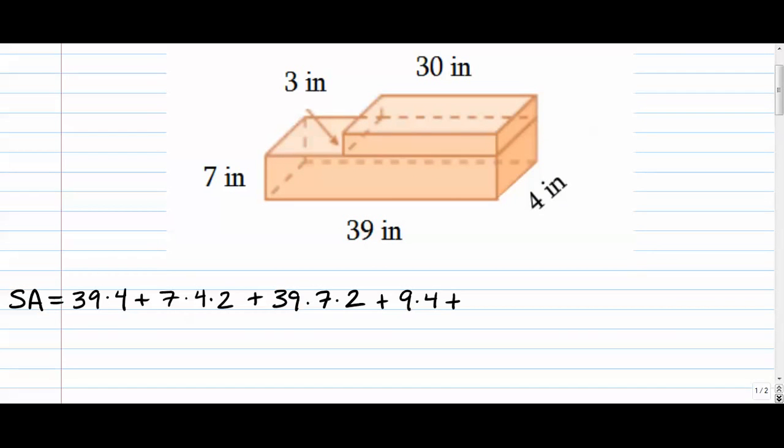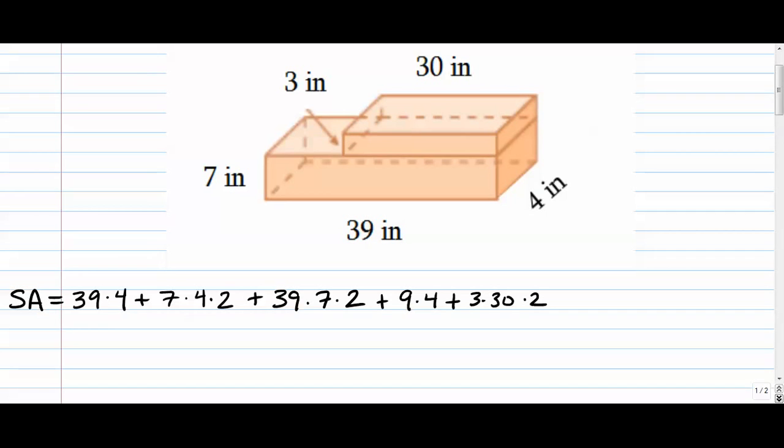Alright, let's move on to the front panel of the top prism. This is a rectangle. There's one exactly like it in the back. You can see it back here. So we're going to find the area of this one and multiply it by 2. It's 3 times 30. This is 3, and this is 30. 3 times 30 times 2, since there are 2 of them.